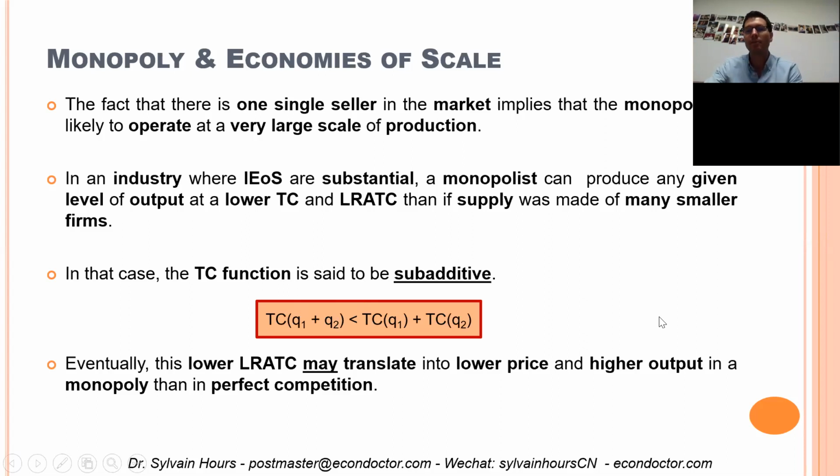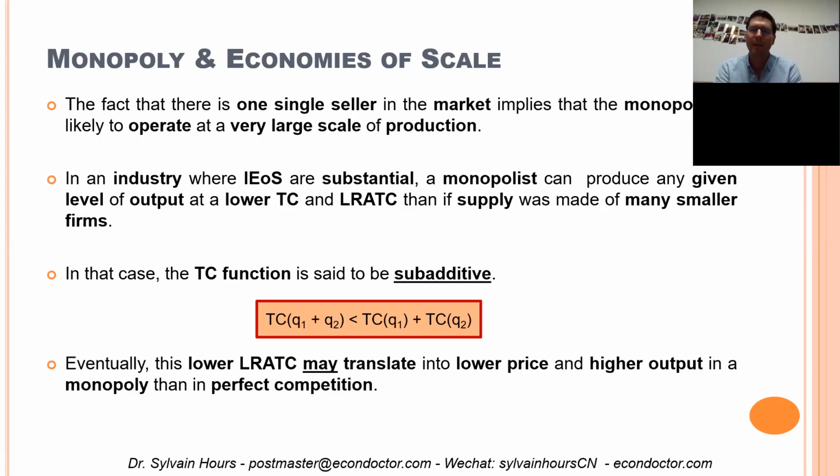Okay, and why is this an advantage? Because you could say, okay, what's the point? The monopolist is going to be able to produce at a lower cost. Okay, so what? Well, there are two things you could say. You could say, and this is the first point, that with a lower average cost of production, this may translate into lower price and higher output in a monopoly than in perfect competition.